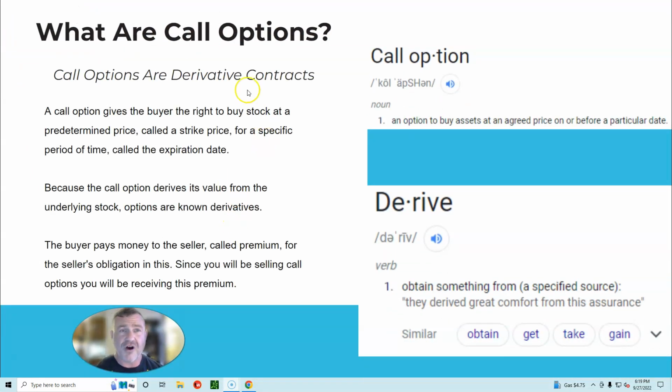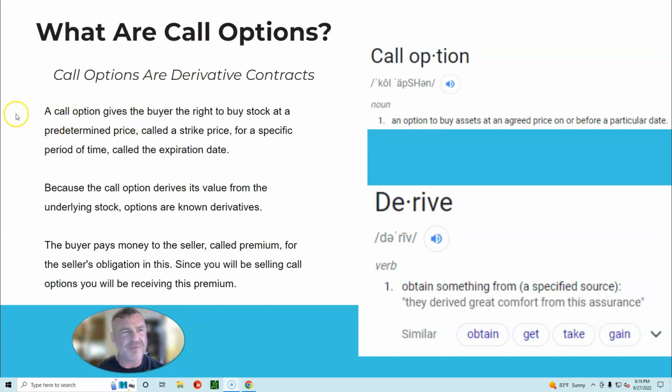If you don't know what a call option is, maybe we should start there. Call options are derivative contracts. What's a derivative? Derivative derives from the word derive, which means obtain something from something, right? In this case, it's obtaining value. The call option is obtaining its value from something, which is the underlying asset, the stock.